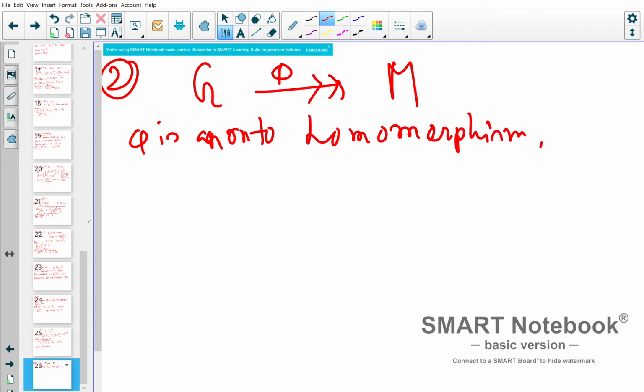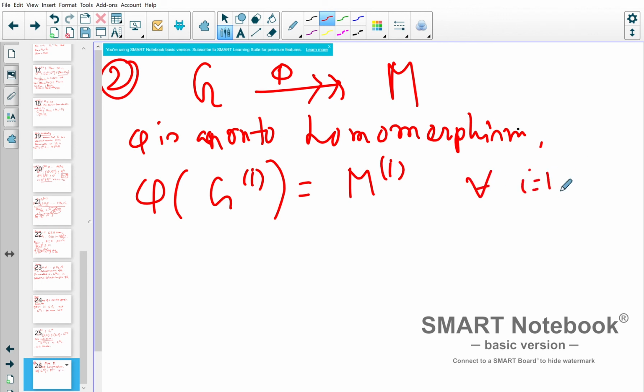Then what happens if you have an onto homomorphism? Then the image of these derived subgroups are actually the same, for each i. This is for all i. Okay, so how do we prove this kind of thing? We have already given a similar proof last time also, so let me also give it here. So here, see, remember.